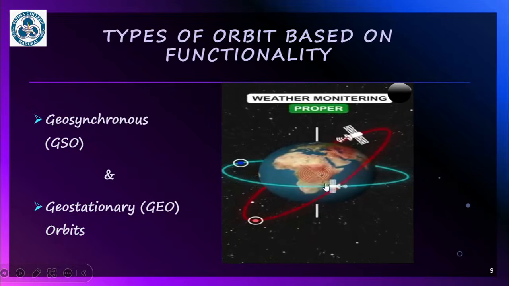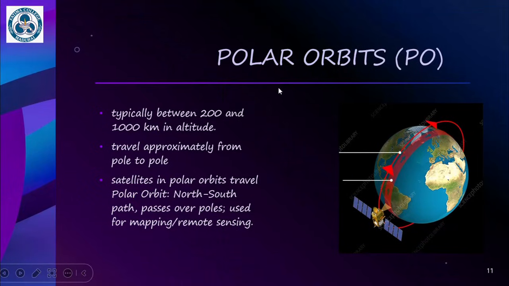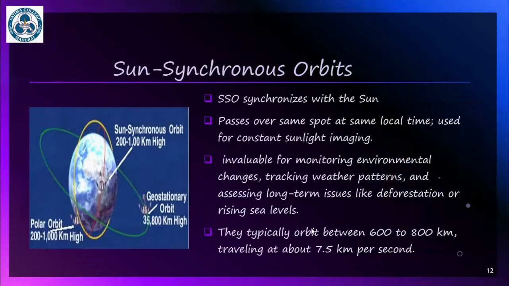So let's shift to orbits classified by functionality. Polar orbit. A satellite in polar orbit travels in a north-south path, passing close to the Earth's poles. As Earth rotates, the satellite traces different stripes of the planet on each pass. That makes polar orbits excellent for mapping, remote sensing, and global coverage over time.